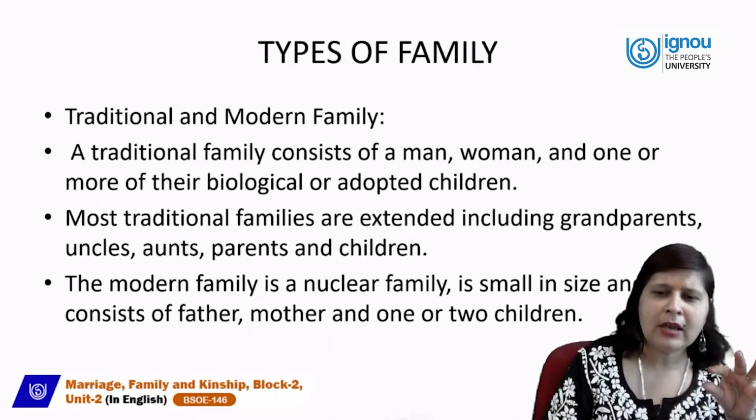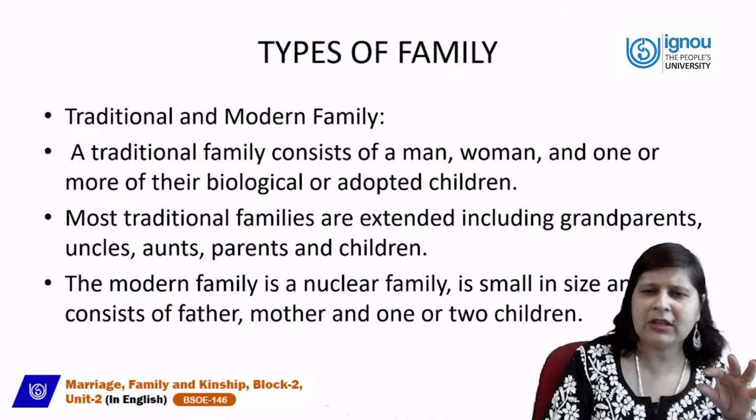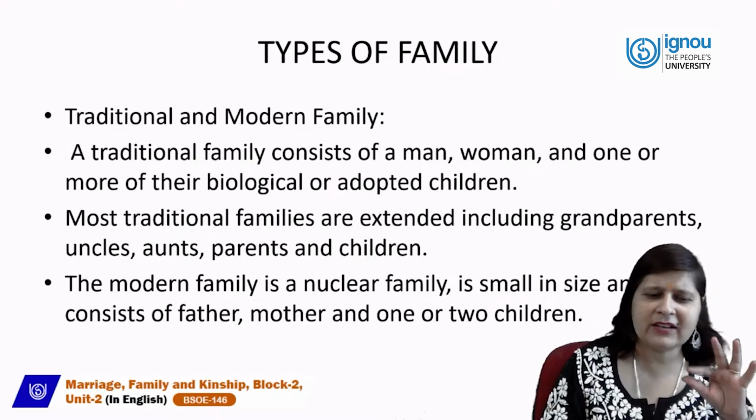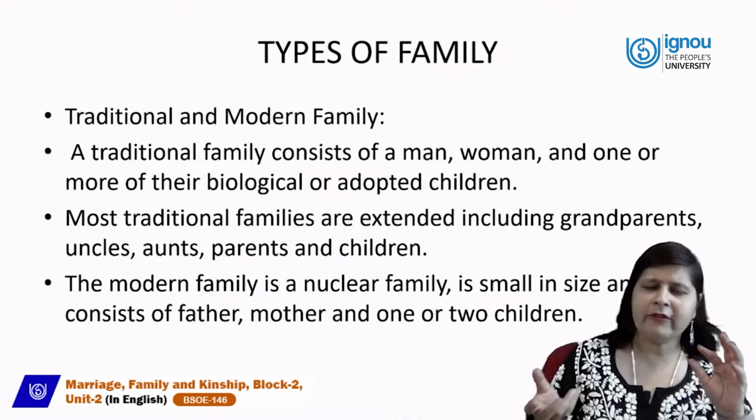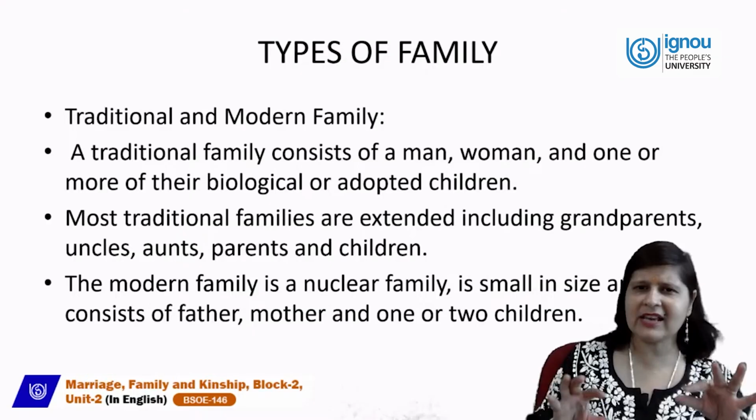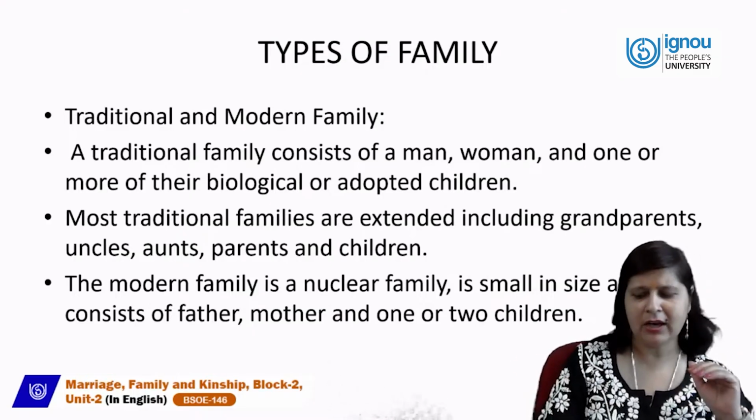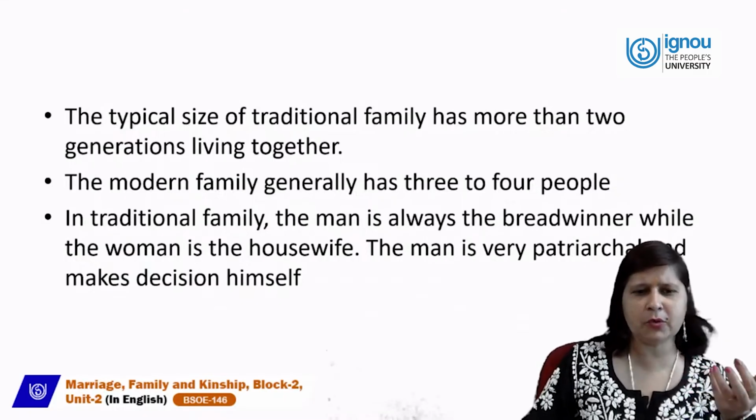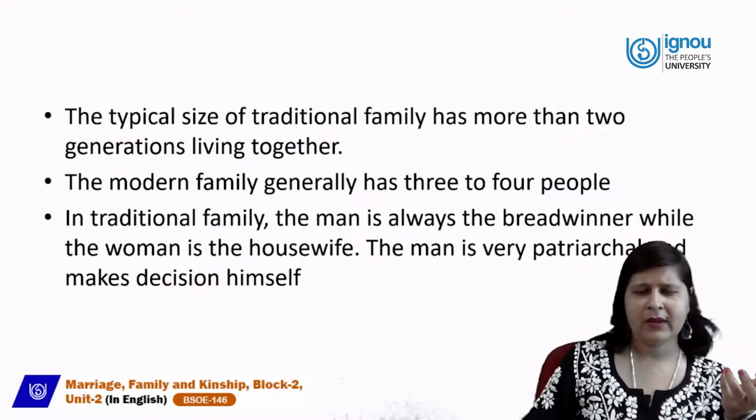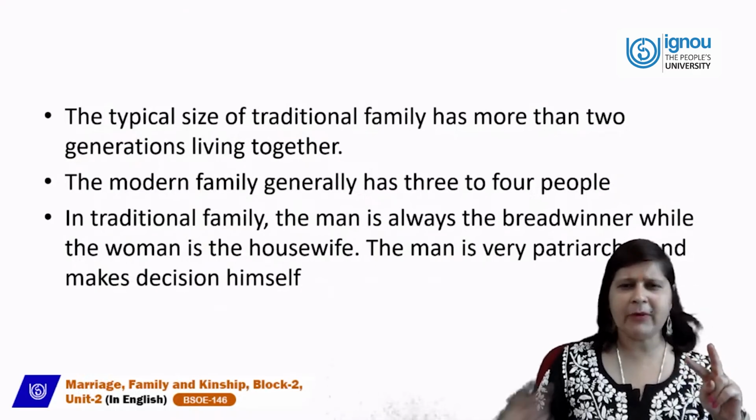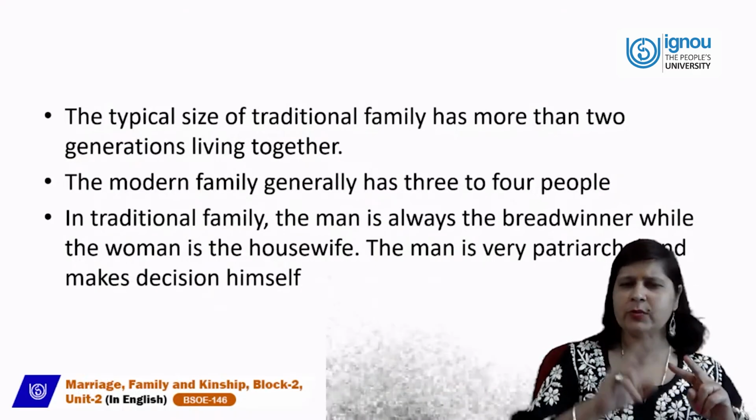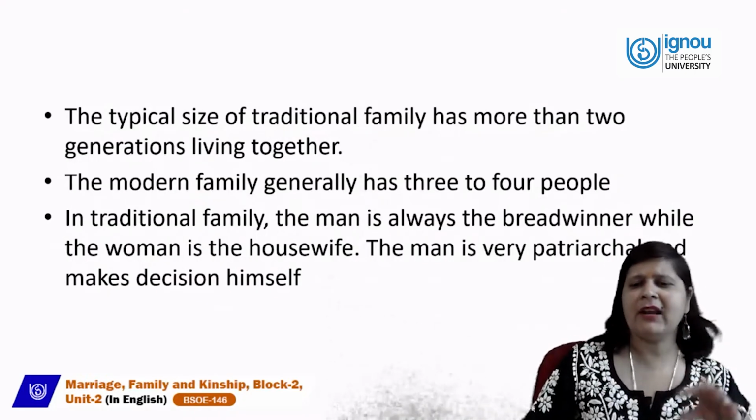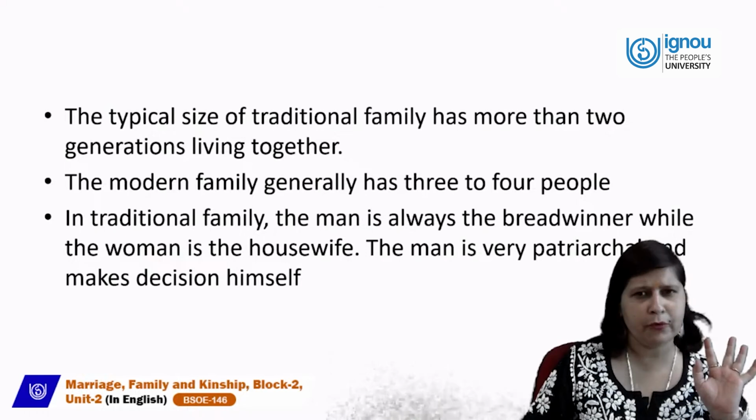Traditional family includes the mother, father, children, and grandparents, uncles, aunts, parents, and the children, right? And the modern family is a nuclear family. It is smaller in size. It just includes mother, father, and their unmarried children, basically. What is the traditional family? The typical traditional family has more than two generations living together. The modern family generally has 3 to 4 people.